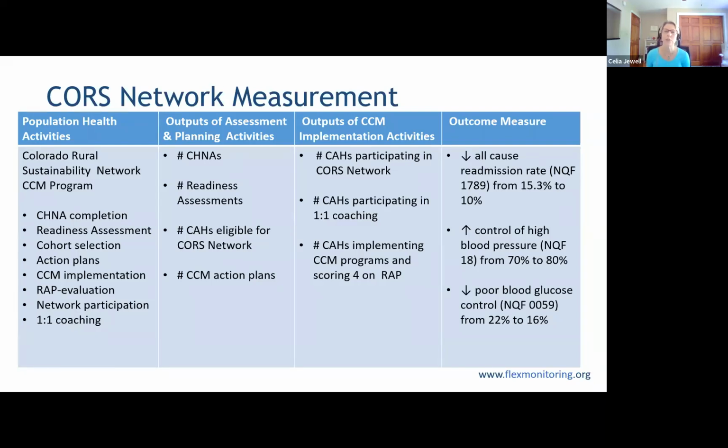For outcome measures, Colorado uses National Quality Forum measures to evaluate whether the program is achieving its intended impact. On a monthly basis, the Flex program tracks the critical access hospitals' rates of all-cause readmissions and the provider-based clinics' rates of patients with controlled blood pressure and the rates of patients with poorly controlled blood glucose levels through the Quality Health Indicators program. So by using these carefully selected output and outcome measures, it allows the Colorado Flex program to monitor how well the CORES network CCM program is being implemented and evaluate the changes in population health.